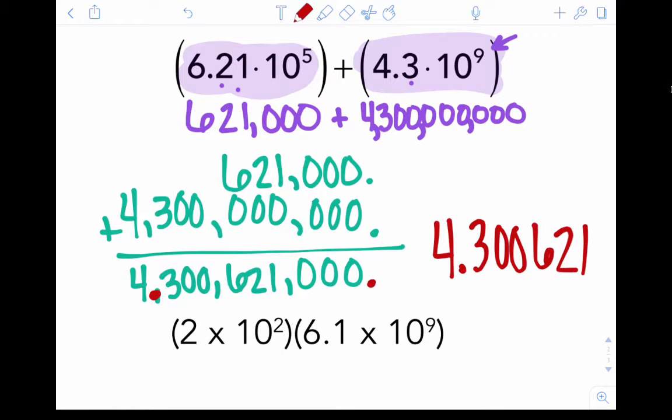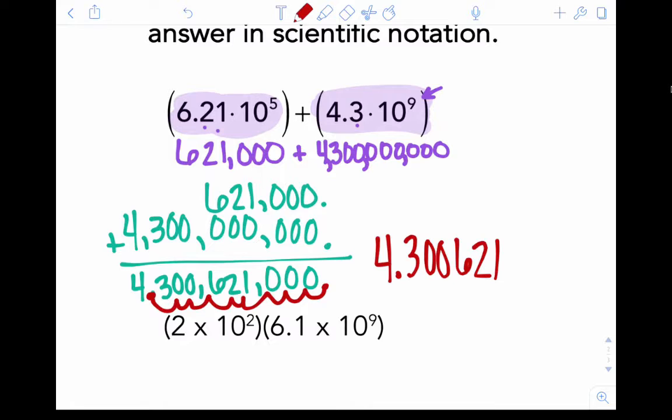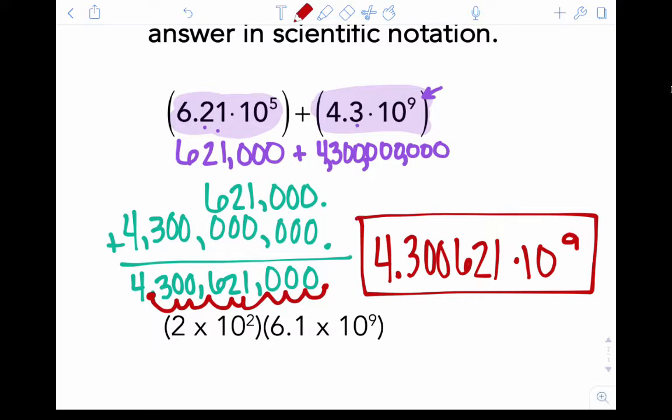4.300621. Notice I put those zeros in the middle. Those are important. You must have the zeros between whole numbers, but you don't necessarily need these zeros that are on the end. And then my decimal moved 1, 2, 3, 4, 5, 6, 7, 8, 9 times. So this is times 10 to the 9th. And it was a large number, so this is a positive exponent. And that is my answer here.